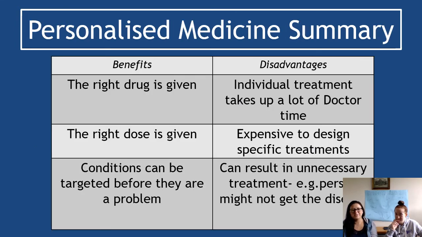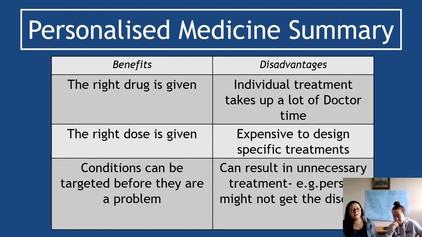Okay. So to summarize, for personalized medicine, or this is more actually for pharmacogenetics, the benefit is the right drug is given, but the disadvantage is that individual treatment takes up a lot of doctor time, and doctors cost money, and money is important in life for some reason. Obviously, a benefit is the right dose is given for that specific person, but again, it's really expensive to design specific treatments. So again, disadvantage, money.